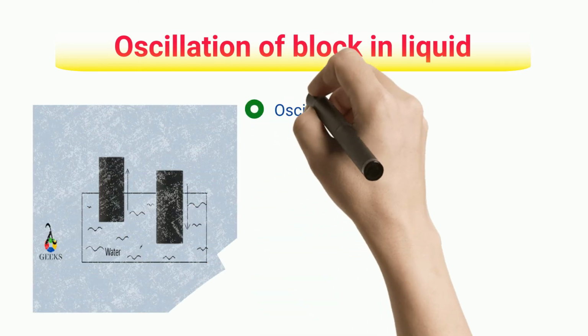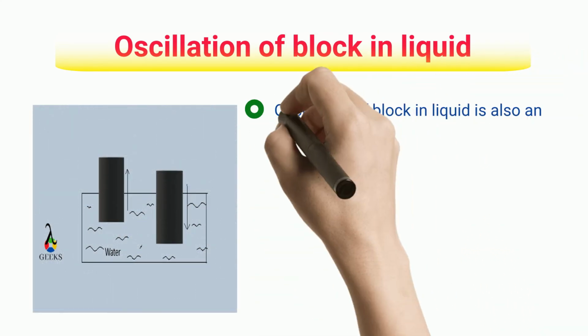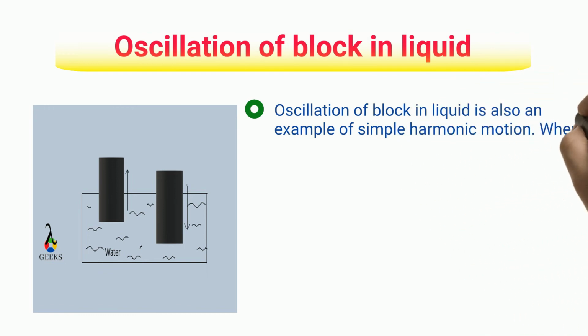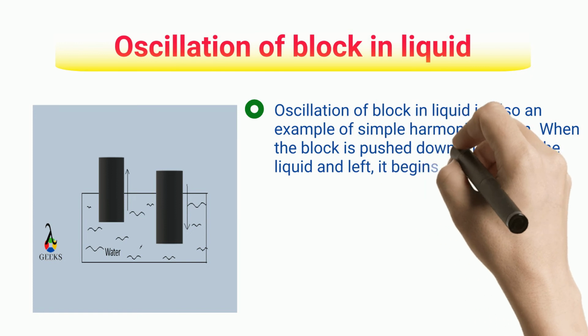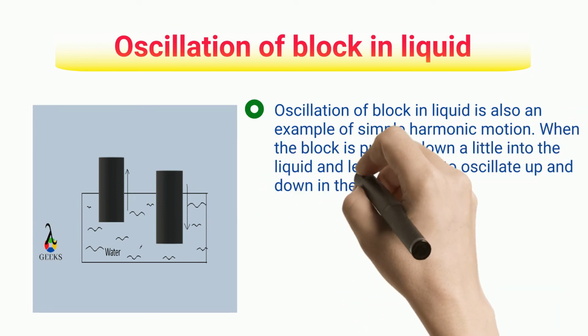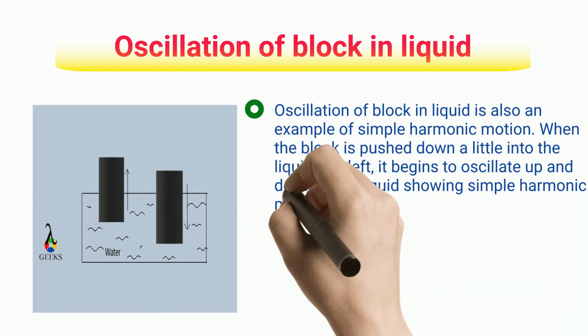Oscillation of a block in liquid. Oscillation of a block in liquid is also an example of simple harmonic motion. When the block is pushed down a little into the liquid and left, it begins to oscillate up and down in the liquid, showing simple harmonic motion.